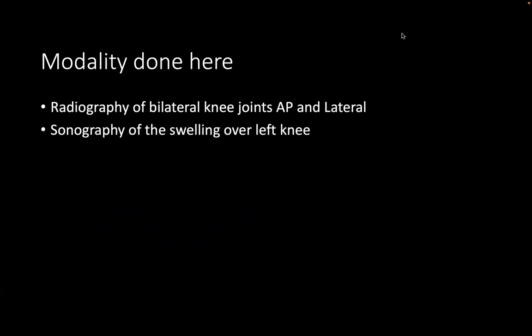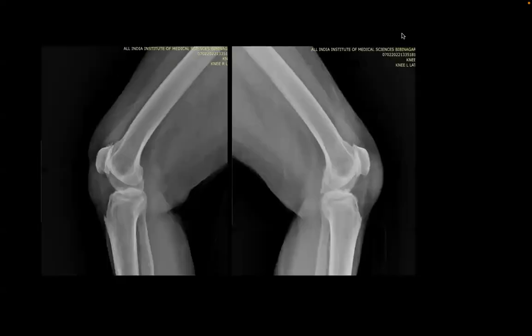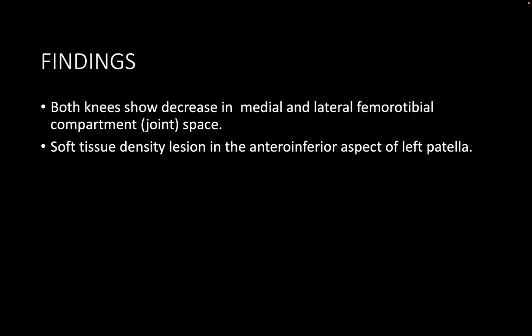So the modalities, as I told you, were radiography and sonography done in our institute. On seeing the frontal radiograph of both knee joints, we could find that there were KL grade 4 osteoarthritic changes. And on lateral views, there are joint effusions in the suprapatellar recesses. However, on close inspection, there was increased soft tissue opacity noticed over the anterior and the inferior aspect of the left patella. The same findings were conveyed to our clinical colleagues.